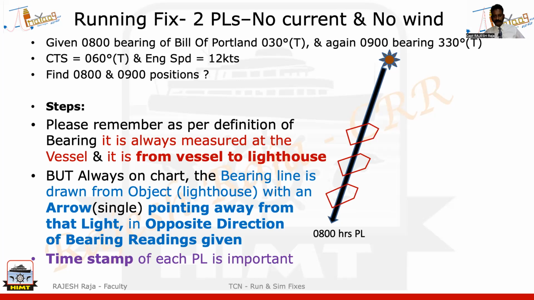The answer is still the same. Similarly, please do not draw 330 from Bill of Portland. You have to draw the reciprocal, and again I can consider any place on this line. Anywhere on it, you will still see Bill of Portland at 330. These diagrams are only depicted, so they are not exactly measured. Let us quickly see it on a chart later on as well.